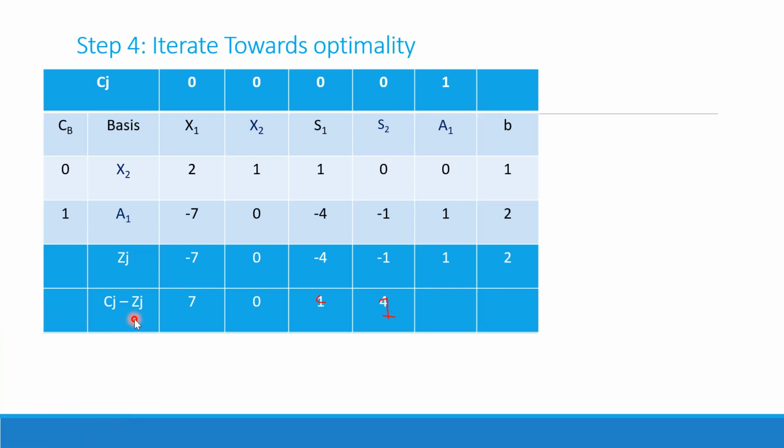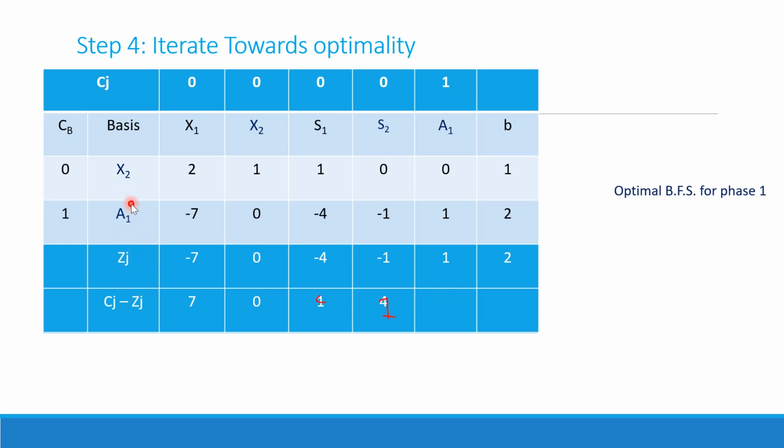When you see Cj minus Zj, all the values are either 0 or positive. Therefore, this solution is optimal solution for phase 1. This is the optimal basic feasible solution for phase 1, and this can be used as the starting solution for phase 2 if there is no artificial variable in the basis column and the minimum W is equal to 0.